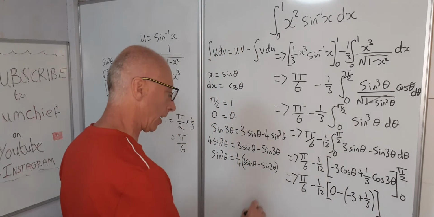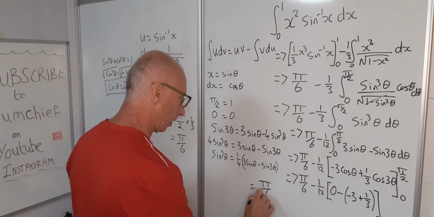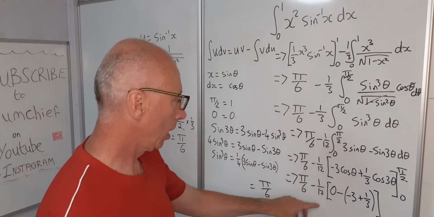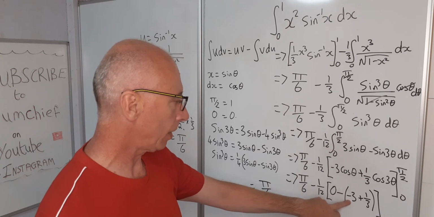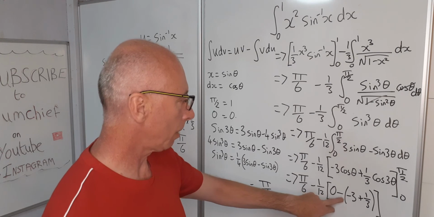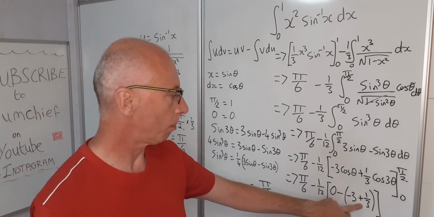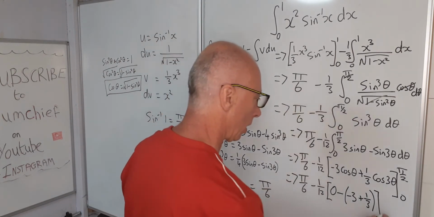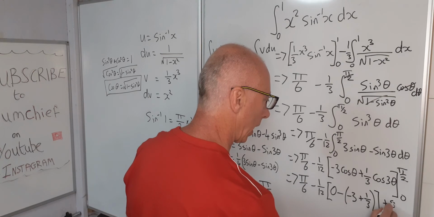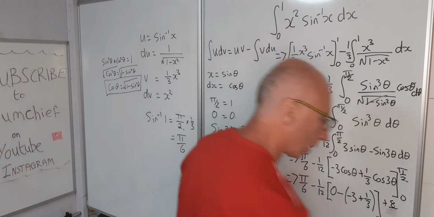Okay, now let's evaluate this out. So we've got pi over 6. Okay, let's work this out now. So we've got pi over 6 minus 1/12 times 0 minus 3 plus 1/3. Well, minus 3 plus 1/3 is minus 8 over 3. So that gives us plus 8 over 3. So that's 8 over 3. Let's just make that clearer.